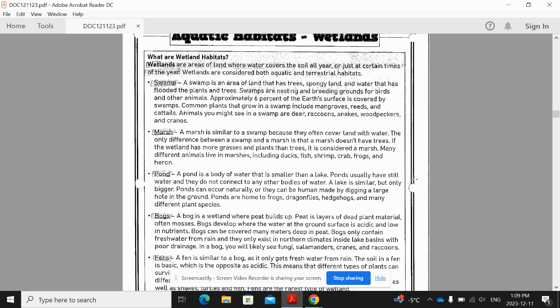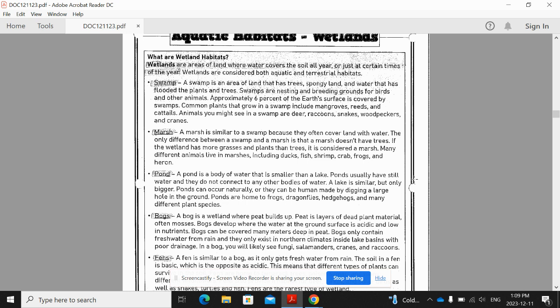Pond. A pond is a body of water that is smaller than a lake. Ponds usually have still water and they do not connect to any other bodies of water. A lake is similar, but only bigger. Ponds can occur naturally, or they can be human-made by digging a large hole in the ground. Ponds are home to frogs, dragonflies, hedgehogs, and many different plant species.